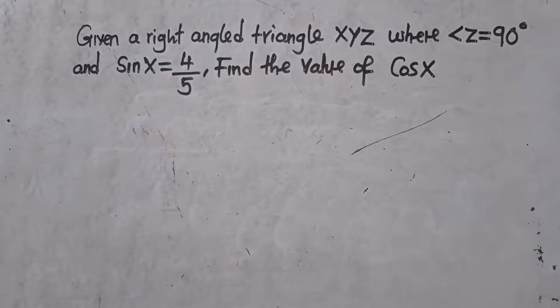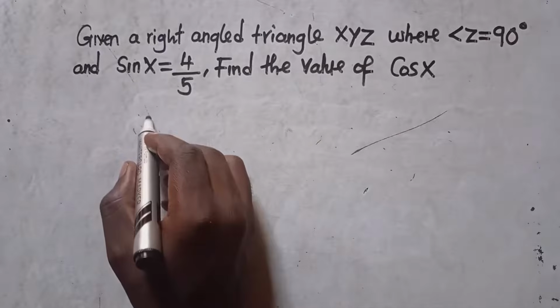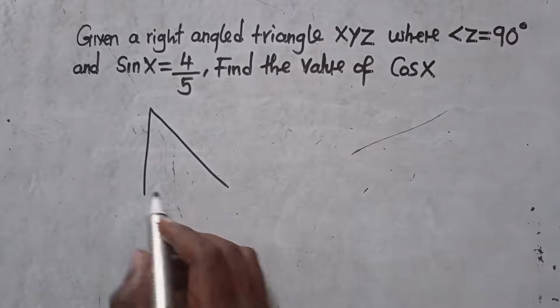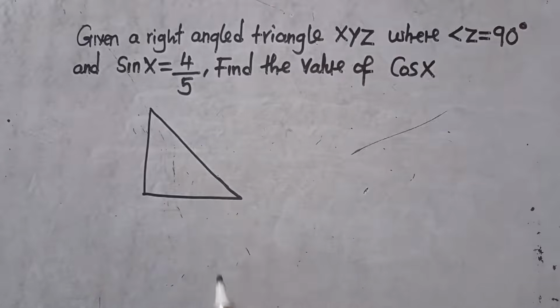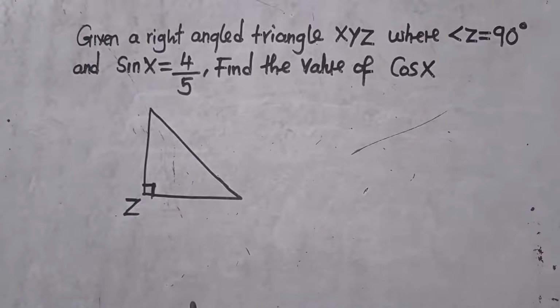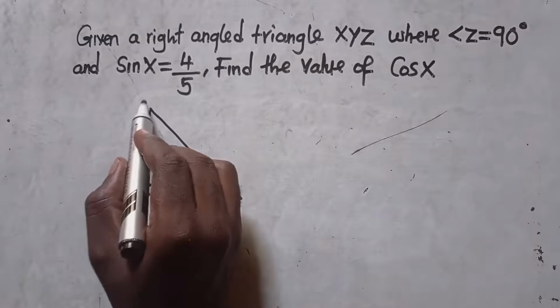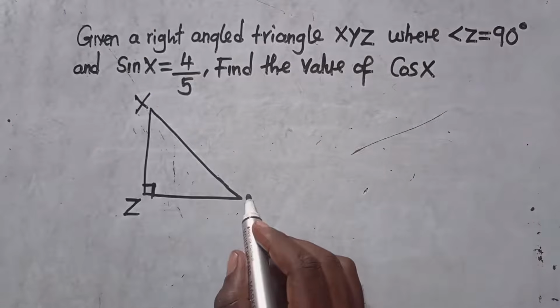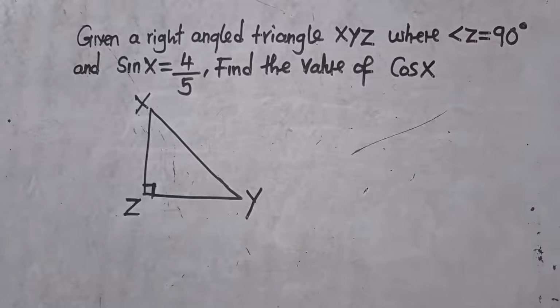This is a question that we are given. How can we answer this? For us to be able to answer this particular question, there are certain things we need to understand. We need to draw a diagram. This is a right-angled triangle. This is Z, where we've got a 90 degree angle there. So we can say this is X, and we can say this is Y. The choice is ours.